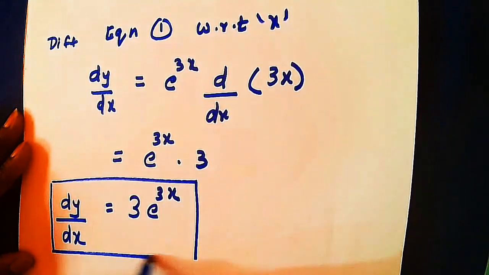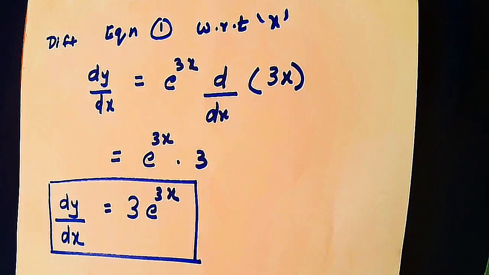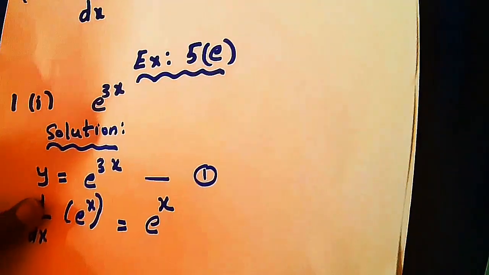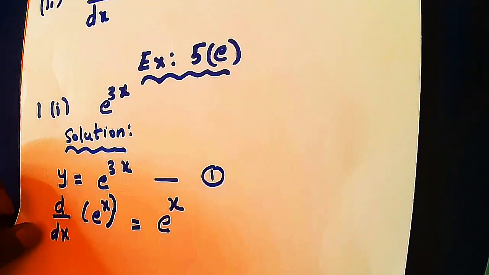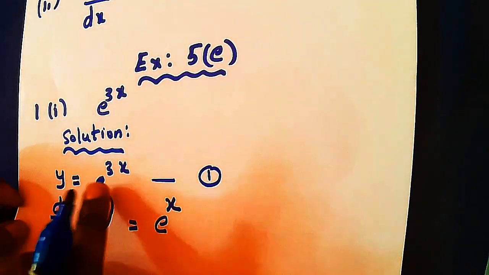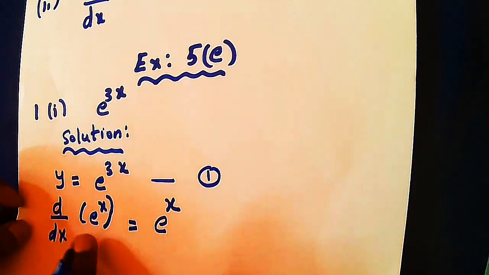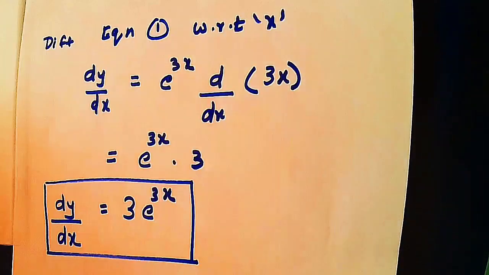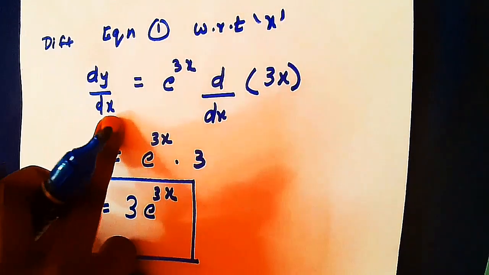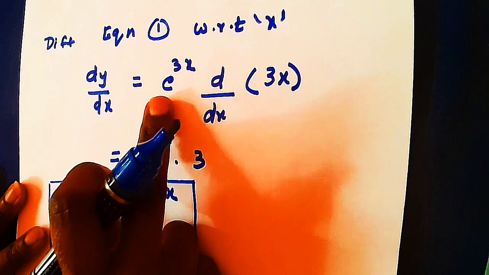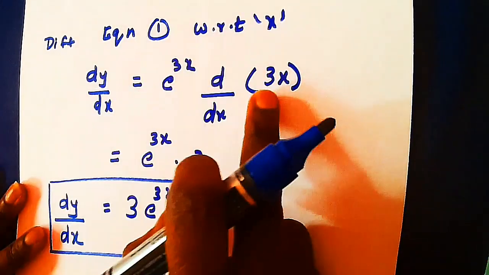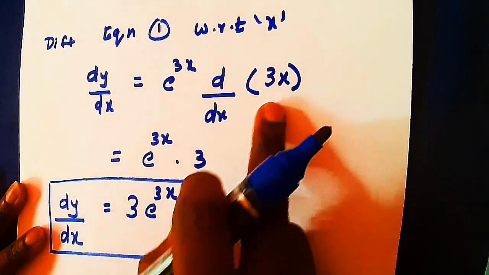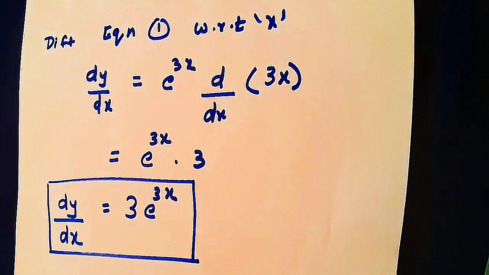Is it very simple, students? Yes, it is very simple. As I told you, you have to understand what form it is and what rule to apply, so that it's extremely easy for you to solve. The given equation is e to the power 3x. It is of the form e to the power x. Differentiation of e to the power x is e to the power x. When you differentiate equation 1 with respect to x, dy by dx is e to the power 3x times the differentiation of 3x, which gives you 3. So 3 into e to the power 3x.